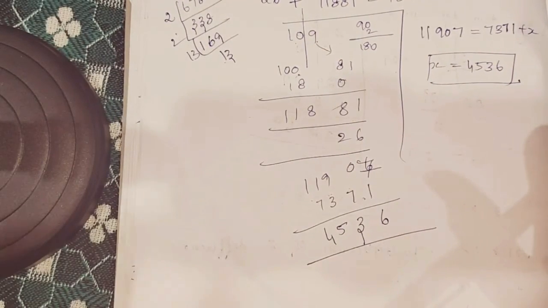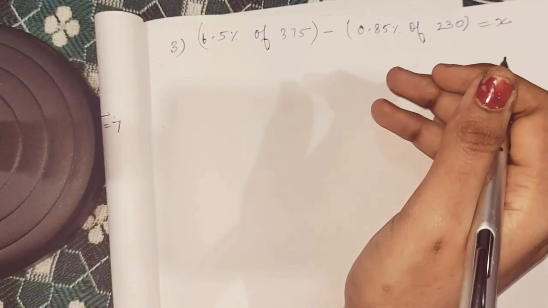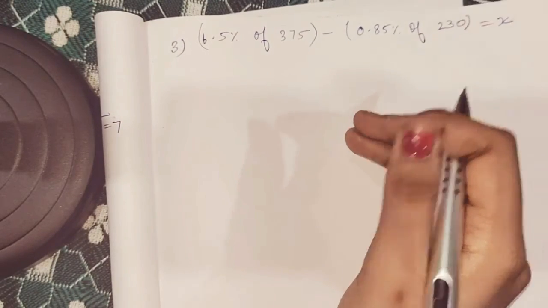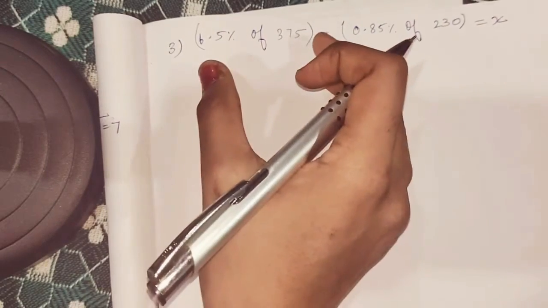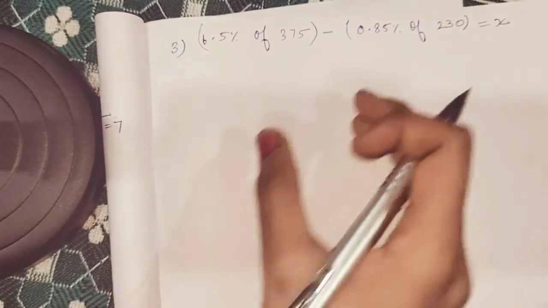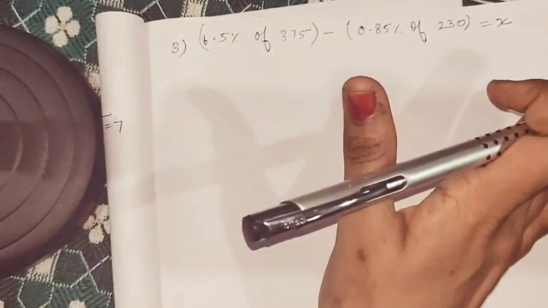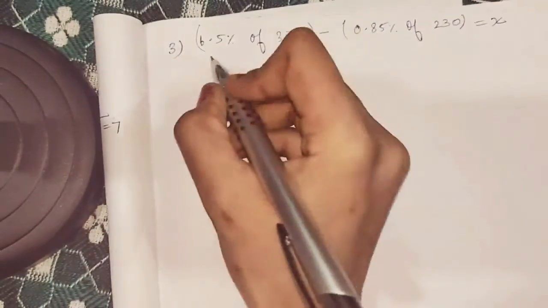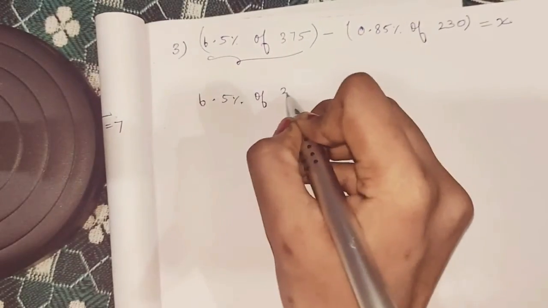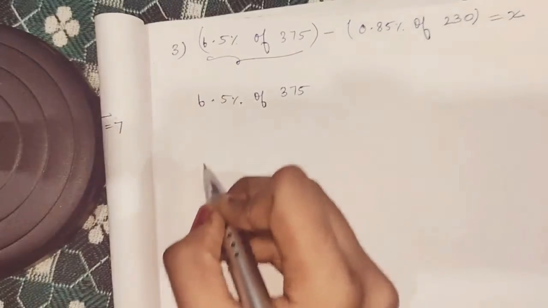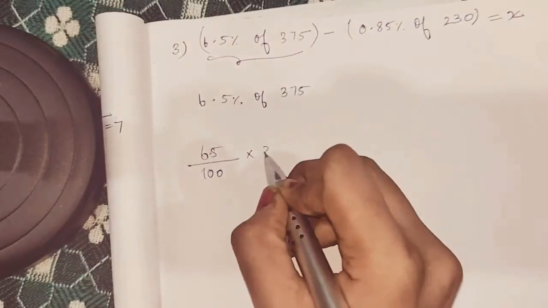So another question is there. Let's see what that is. Look at this problem. This is one of the familiar questions asked in your examinations. When you are given like this, always try to solve one bracket separately and the other bracket separately and then cumulatively add the values. Then it will be easy for you to solve the question. Okay, so the first bracket is this one, right? 6.5% of 375. So I can write this as 6.5 by 100 into 375.